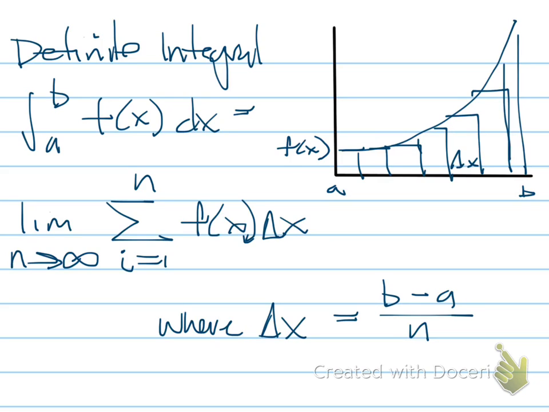And as n approaches infinity, the number of rectangles up under the curve approaches infinity. So we're basically making each one of those rectangles smaller and smaller to the point where they're basically just like lines. As n approaches infinity, we're putting an infinite number of rectangles up under the curve and adding up the area of all those infinite number of rectangles.